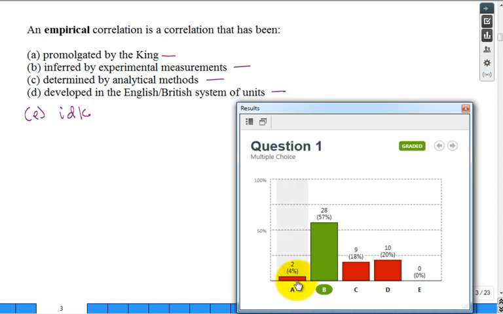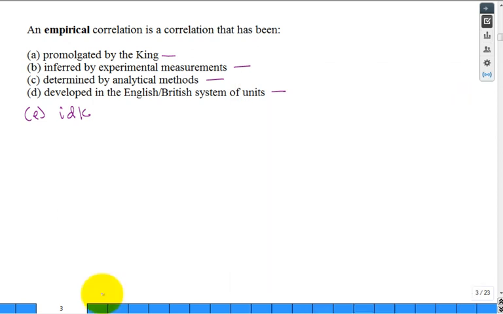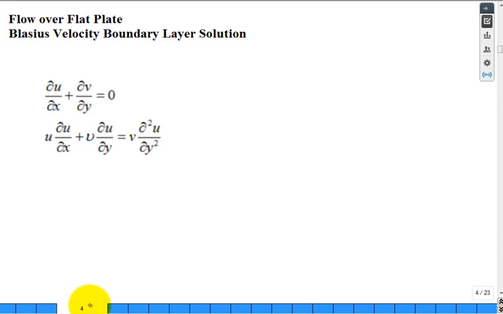Okay, let's move on. So we go back and we revisit this flow over a flat plate. And those are our 2 equations. What are these equations? What do they represent? What are the restrictions behind these equations?